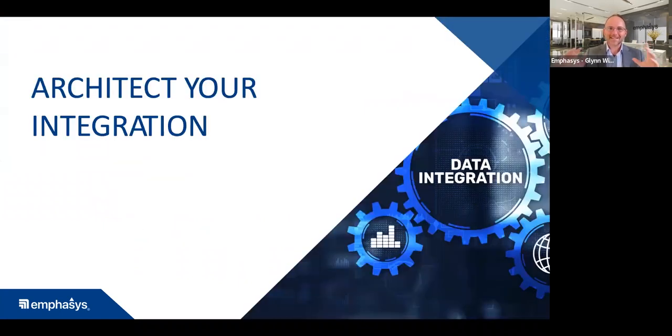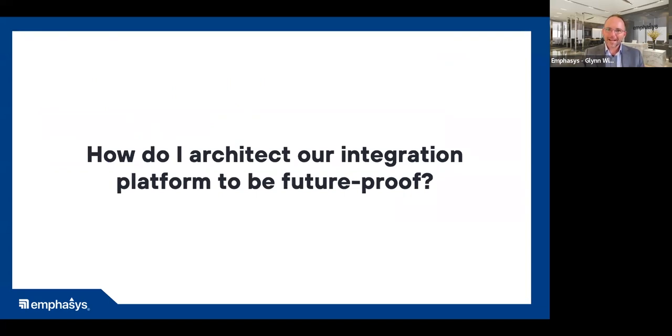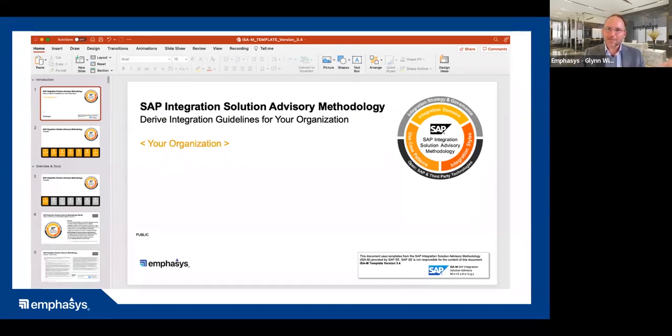The next thing that we need to do after we've gathered the information of our existing landscape, and we wish to move to either BTP Integration Suite or to some other tool, is to understand what our future state integration is going to look like. And in order to do that, we need to ensure that we architect our integration to be future-proof. Now, how does one do that? Well, we've got some solution methodologies, and we leverage the integration solution advisory methodology provided by SAP.